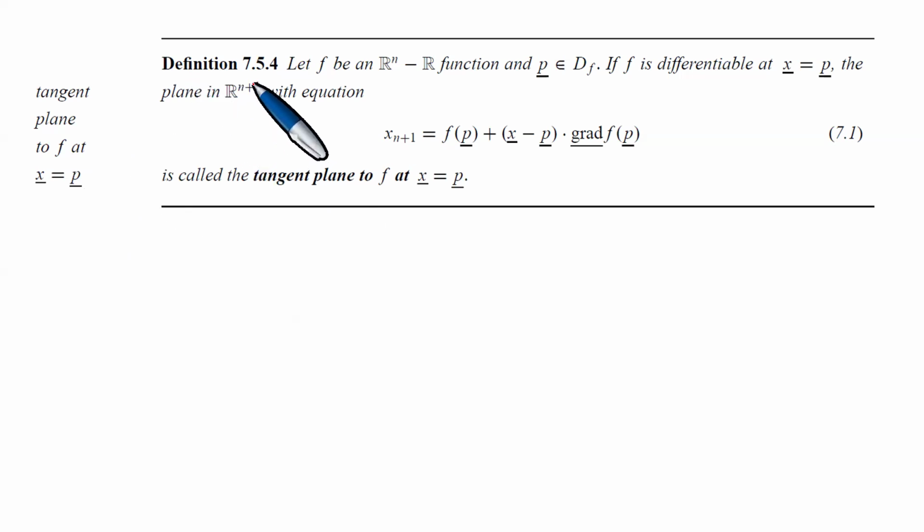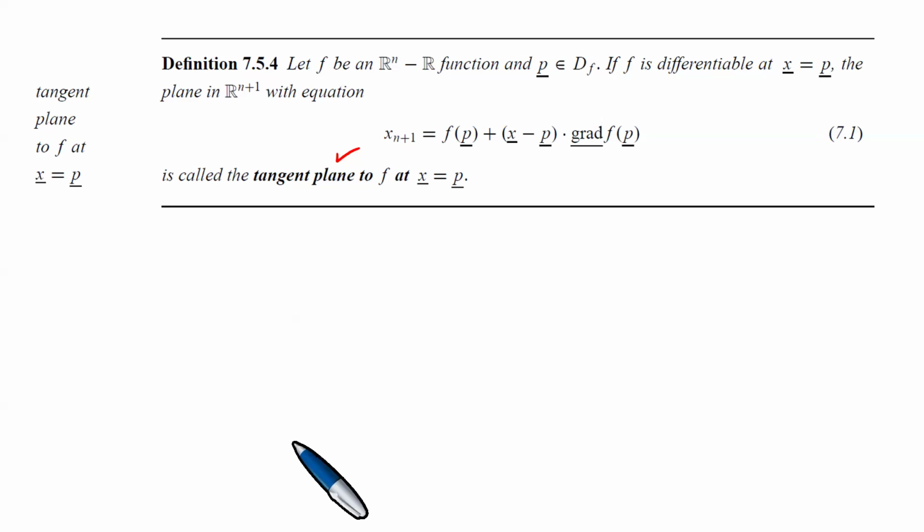Right, now, definition 7.5.4. Let f be an Rn to R function and p be an element of the domain of f. If f is differentiable at x equals p, the plane in Rn plus 1 with equation xn plus 1 equals f of p, vector p, plus x minus p dot the gradient is called the tangent plane to f at the point p, or at the vector p. So it's something you need to take note of.